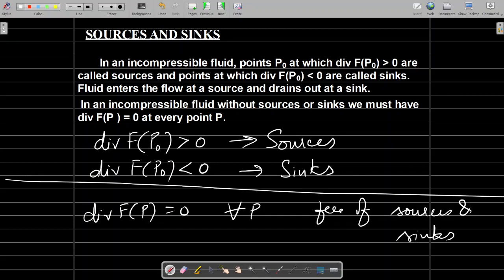Now, at sources, fluid enters the given medium. For example, melting of ice increases the fluid flow, so that gives rise to a source. Sink means, suppose we have evaporation of a given fluid, then the fluid flow decreases, so that gives rise to sinks. So this is the difference between a source and a sink.